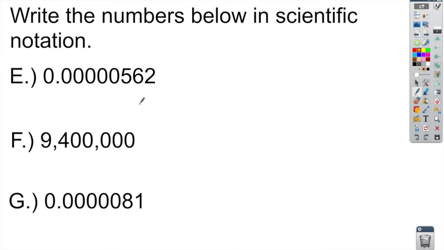So take a look at problem E here. Think to yourself, where does the decimal go? You want it somewhere greater than or equal to 1 and less than 10.